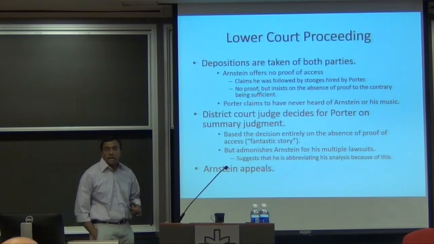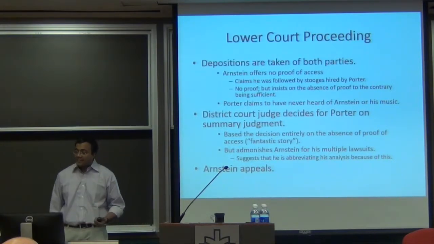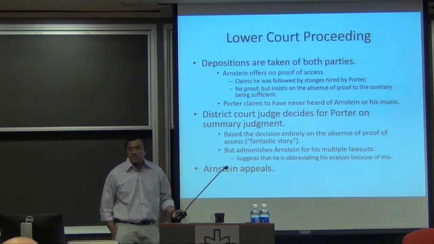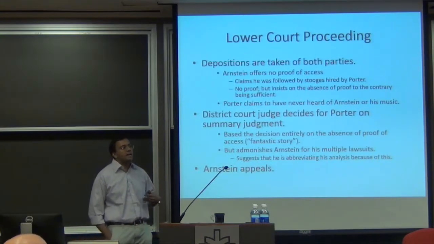And so on the basis of this, Cole Porter's lawyers file a motion for summary judgment. The district court judge, Judge Caffey, grants it. He characterizes Arnstein's case as a fantastical story, and he says there's just no proof here, I'm going to get rid of it. But he introduces a last paragraph which seems to rub Frank the wrong way.